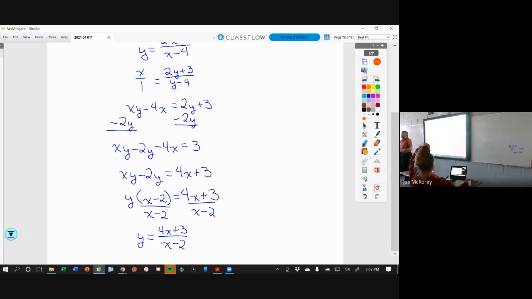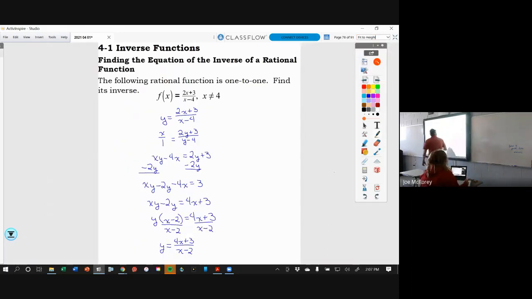I swapped X's and Y's. I got Y by itself, but we're gonna rename it. It's not Y really, what is it? F of negative 1 of X. Inverse of X. Yes. So we have F inverse of X is equal to 4X plus 3 over X minus 2. Do you see any problems that could exist with that inverse? X cannot equal 2. So it's really important that you specify any issues with the domain.